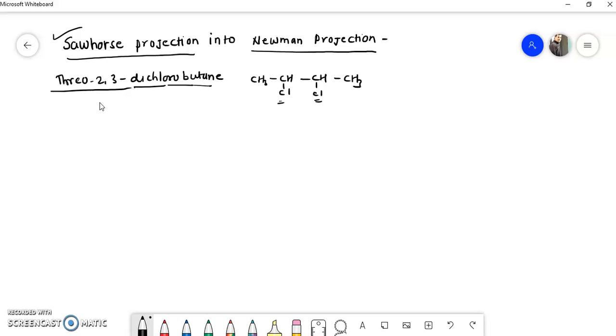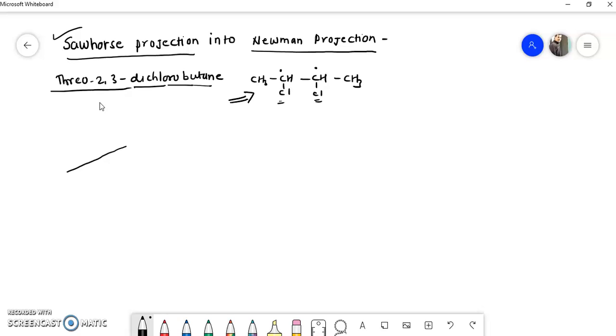Okay, so what we have to do is draw first its Sawhorse projection formula. Now I have already explained that we have to see a molecule from any one of the sides. Suppose we are observing this molecule from this side, then this carbon becomes the front carbon and this carbon becomes the rear carbon, because these two are the stereogenic centers here. Now first of all we have to draw this carbon-carbon line at an angle of 45 degrees to the plane of paper. Suppose this is the carbon-carbon bond.